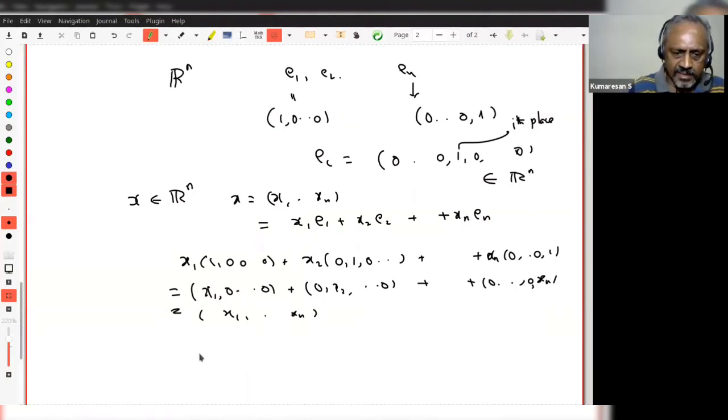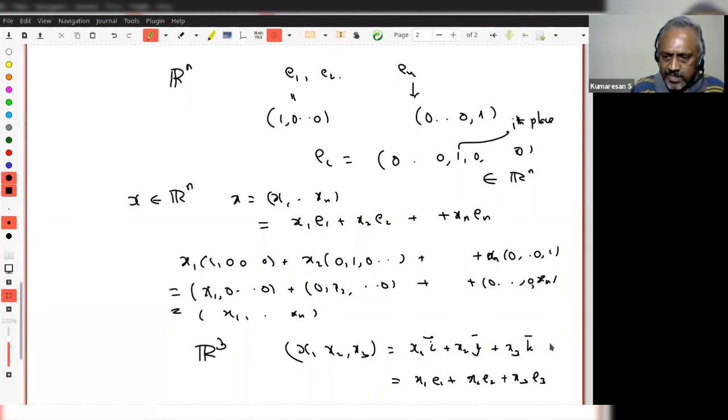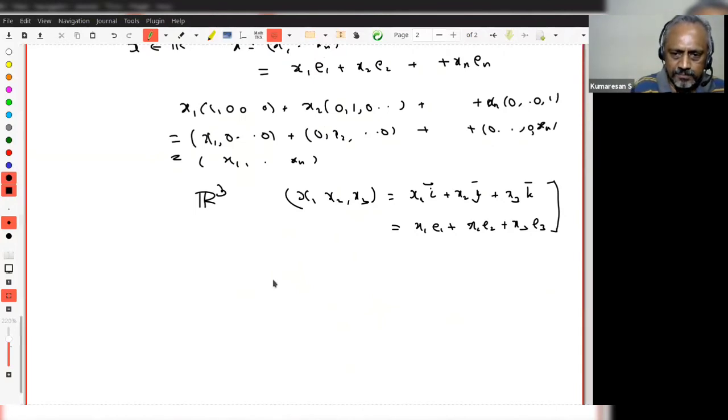Okay. As I did in yesterday's class, you may see this R3, usually you will write x1, x2, x3 instead of x, y, z. This you will write as x1 times i plus x2 times j plus x3 times k. You call i, j, k the basic vectors. In our notation, it is nothing other than x1 e1 plus x2 e2 plus x3 e3. So this generalizes what you learn in your vector algebra. Hopefully these are all the preliminaries I need now. Okay. So pause, review and proceed.